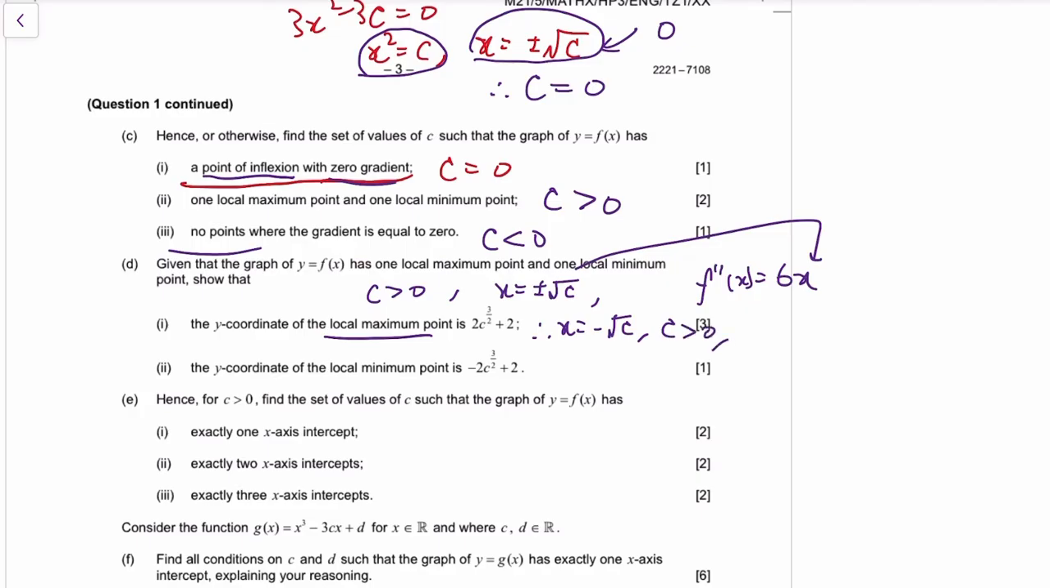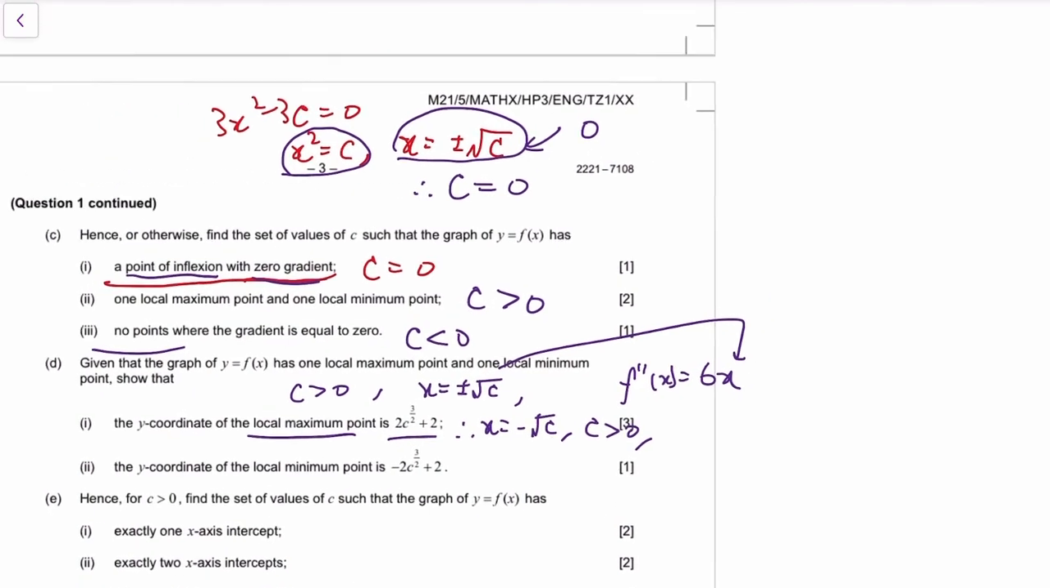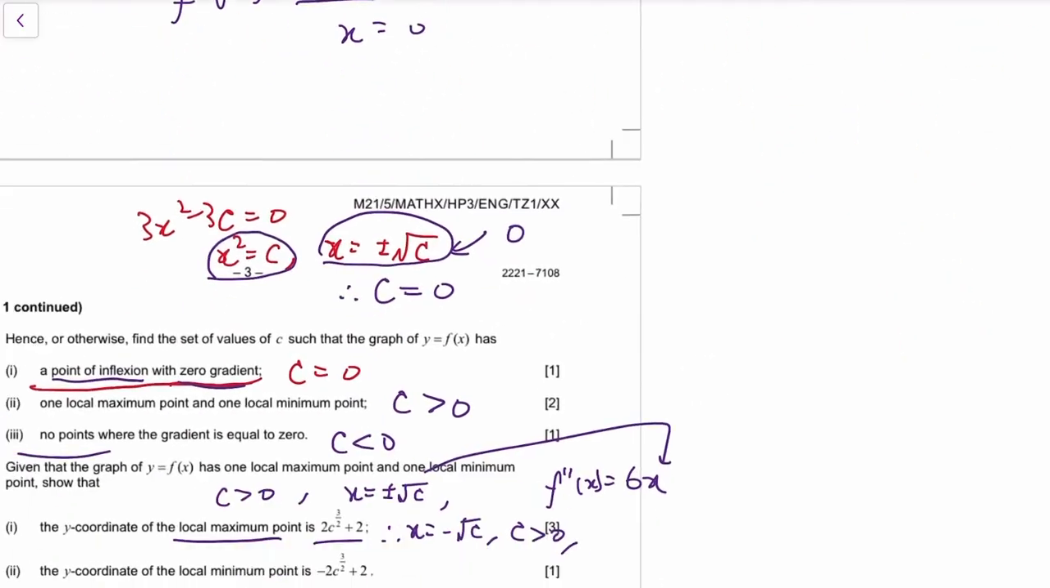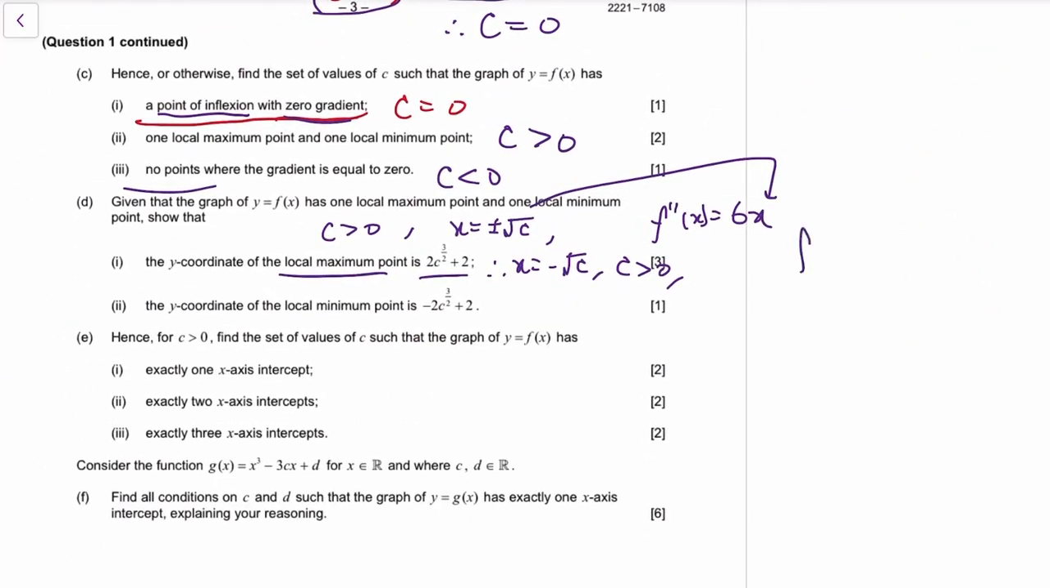So to find the y coordinate, we simply substitute this x value into the function. What's the function? x cubed minus 3cx, so the function is x cubed minus 3cx plus 2. And so the x is negative root c. Just plug it in.